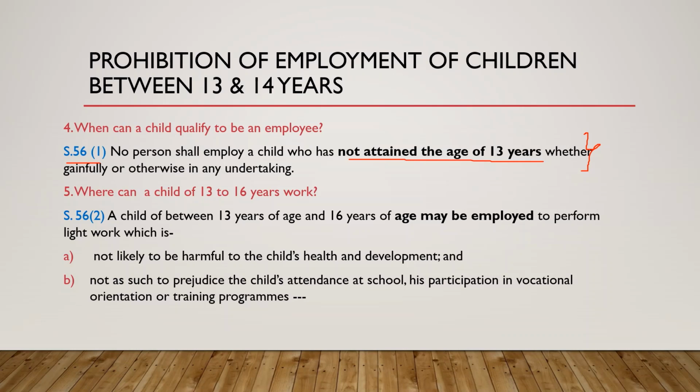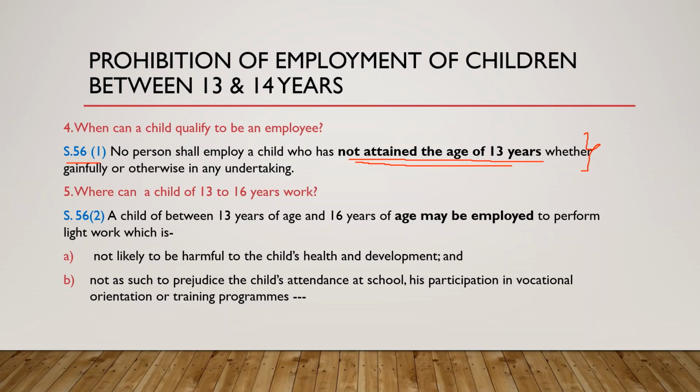When we read Section 56 further, children between the ages of 13 and 16 years can be employed to perform light work. The next question is, where can a child of 13 to 16 years work? Remember, the first statement provided that no one can employ a child who has not attained the age of 13 years, meaning that there are certain circumstances under which a child between the ages of 13 and 16 years can actually be employed.